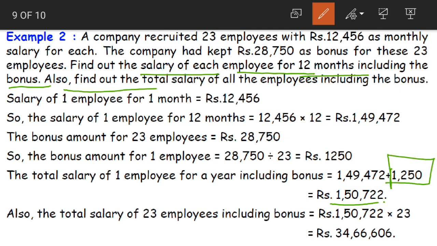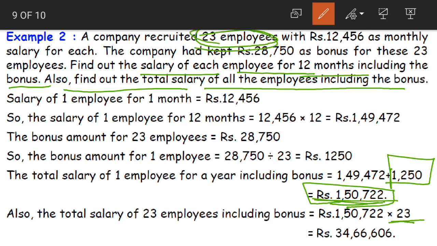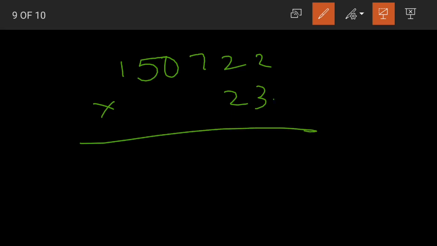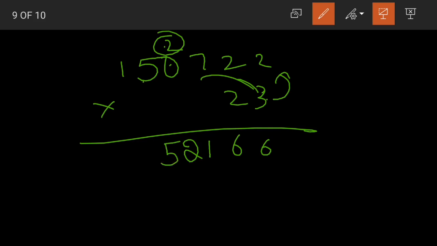Now we need to find out the total salary of all employees including the bonus. Now this is for one employee. The salary of all employees becomes what? Multiplied with 23. As there are 23 employees, we need to multiply this salary by 23. 150,722 into 23. Now how to multiply children? 3 2s are 6, 3 2s are 6, 3 7s are 21, 1 here, 2 carried, 3 zeros are 0 plus 2, 3 5s are 15, 5 here 1 carried, 3 1s are 3 plus 1 becomes 4.